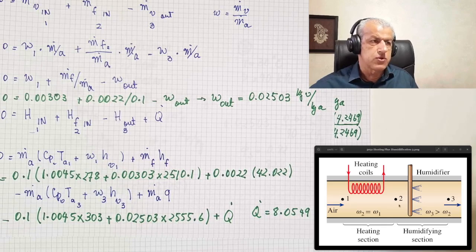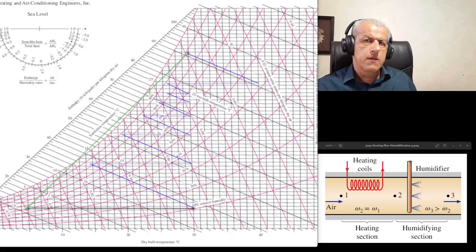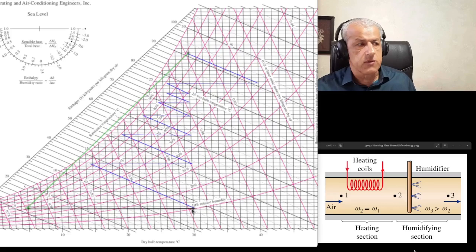What happens to point 2? To see this problem much better, I show it on the psychrometric chart. The psychrometric chart gives us a very different picture, because we have air coming in at this point, at 5 degrees C and 50% humidity. If we just heat it up, we would bring it to 30 degrees C, which is at this point. And this point is about 10% humidity, which is not good at all.